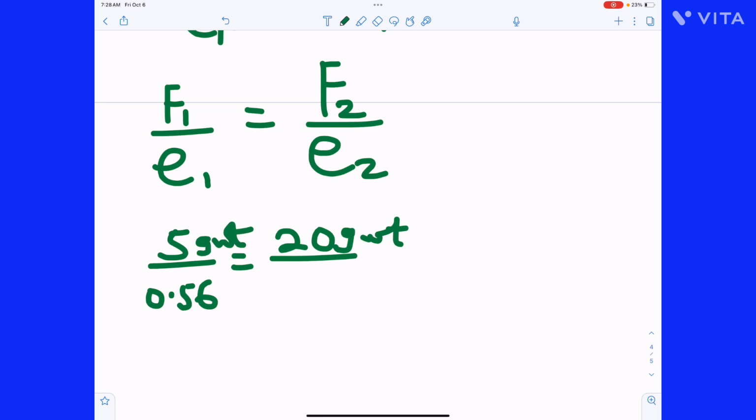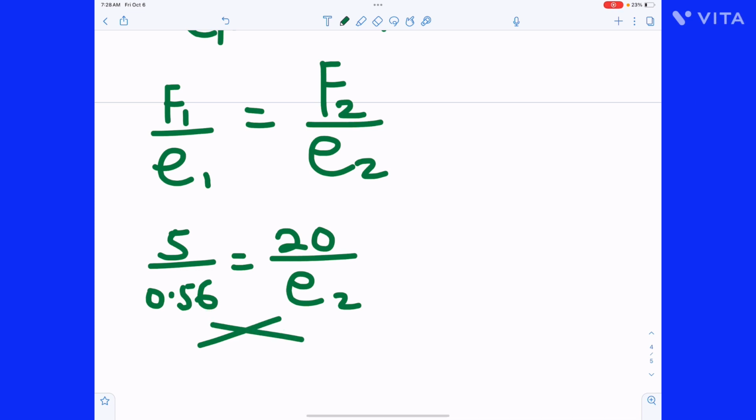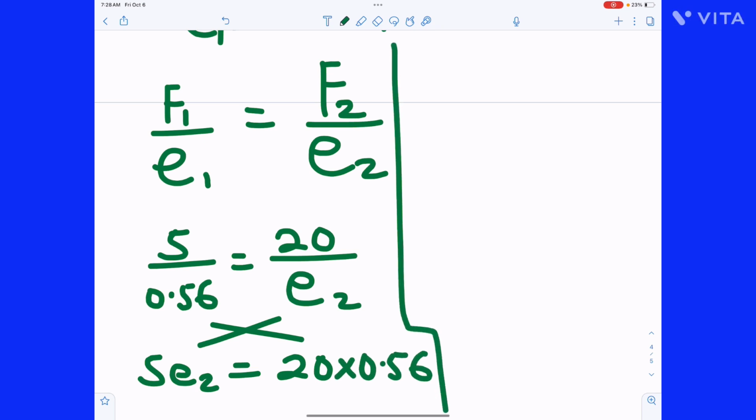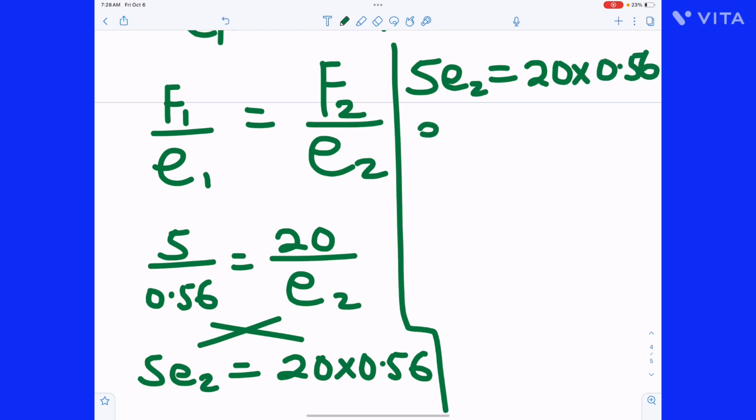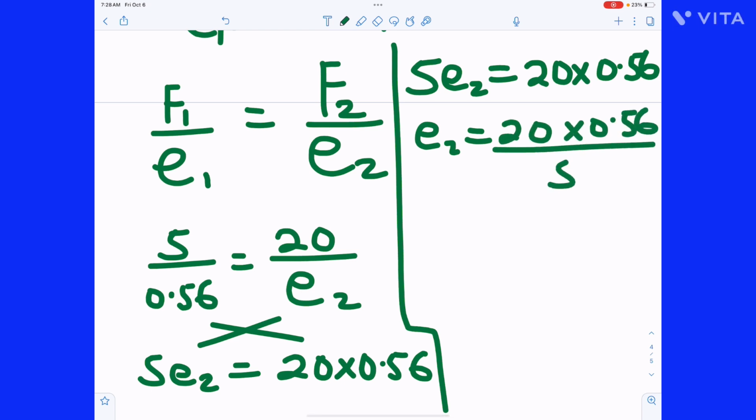This will cross out, so we don't need all that anymore. F2 is 20 gram weight. We need the extension it produces, so you just cross multiply. When you cross multiply here, what do you get? 5 times E2 is 20 times 0.56. Let me try and be economical here, we should just try and manage in everything we do. So E2 is 20 times 0.56 over 5. That will give you the extension produced when the 20 gram weight is hung on the spring. Okay, that ends question 3.